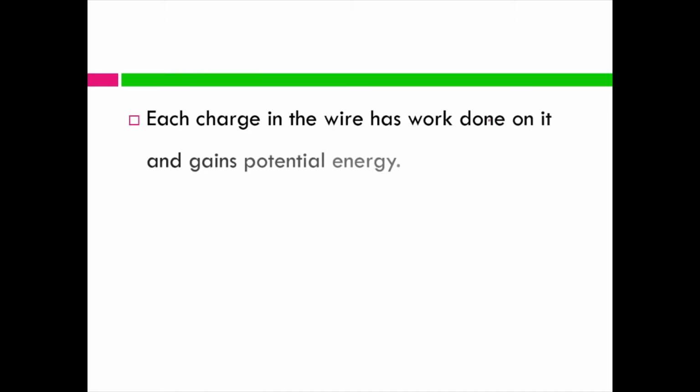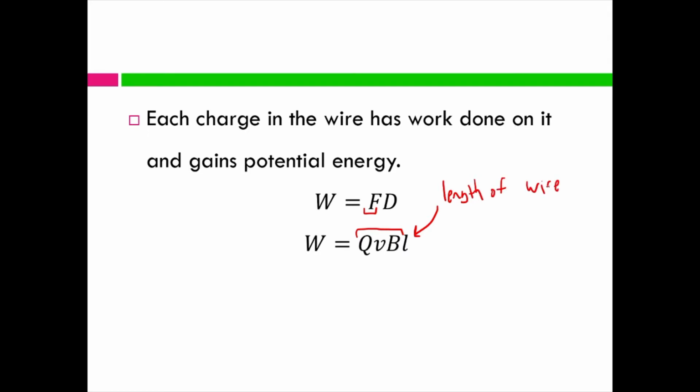So looking at this a little bit more, each charge on the wire has some work done to it because it's being pushed along by some distance, and then therefore it gains some potential energy. We can use the work equation, force times distance, to figure out how much energy each charge gains, and we can replace the force with the magnetic force equation, QVB. This is just magnetic force, and then L is the length of the wire in the magnetic field.